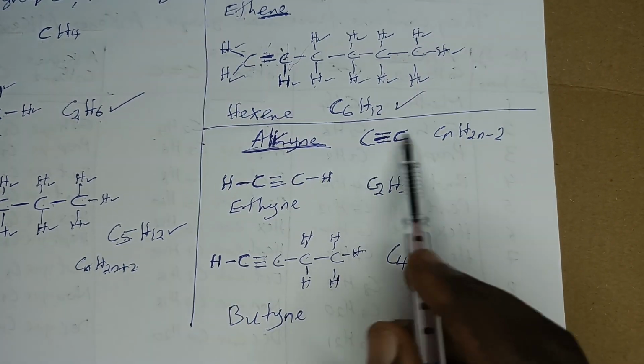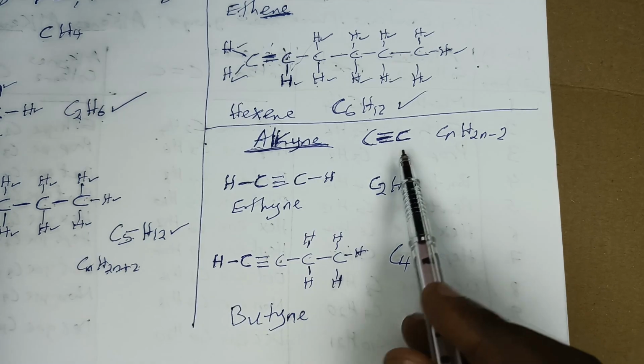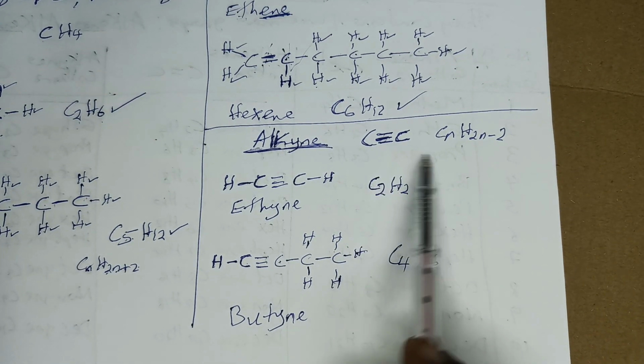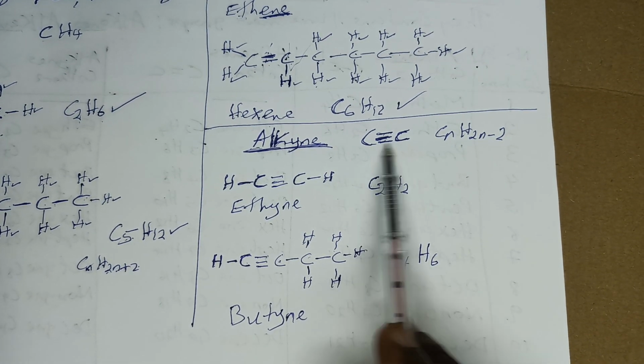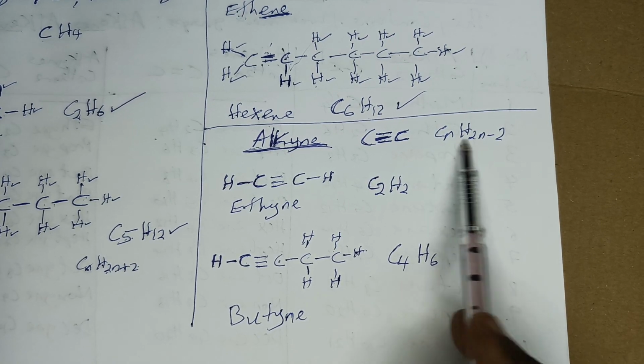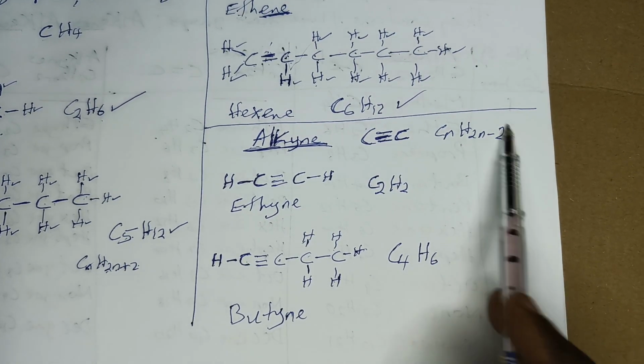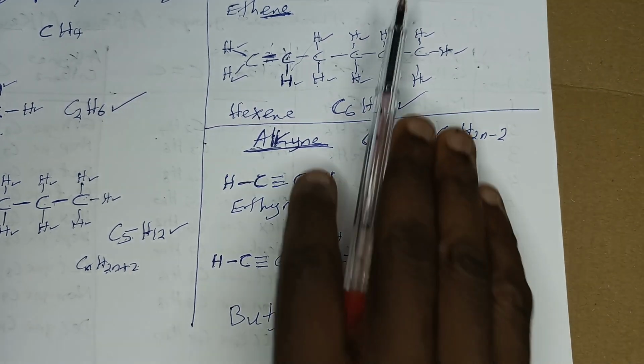Okay, now the alkynes. Alkynes have a carbon to carbon triple bond. They have CnH2n-2 as their molecular formula. So they cover this place.